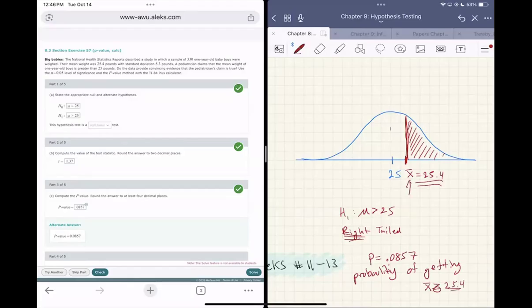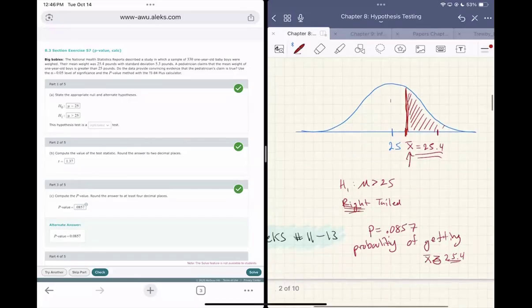It could be as extreme as we got, or it could have been more extreme. Maybe they weighed 30 pounds or something like that, right? So this p-value is the probability of getting that, assuming that the null hypothesis is true. If the average weight for boys at 1 year old was 25 pounds, then the probability of this sample of 330 boys having a mean of 25.4 or higher is about 8.5%. It's 0.0857.